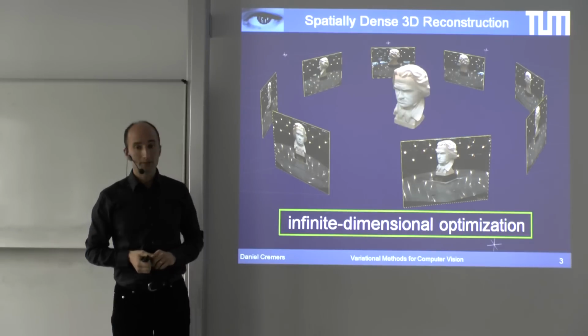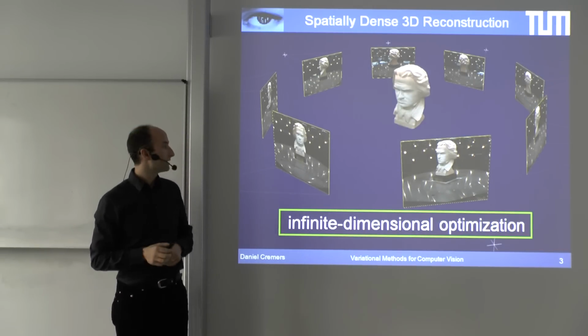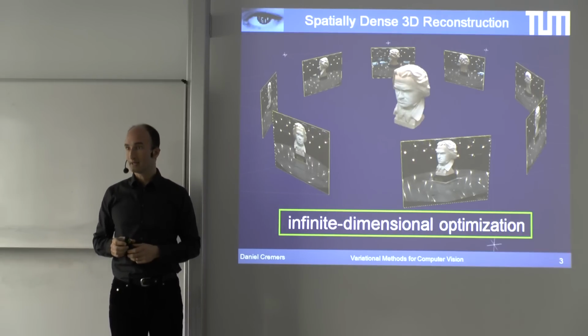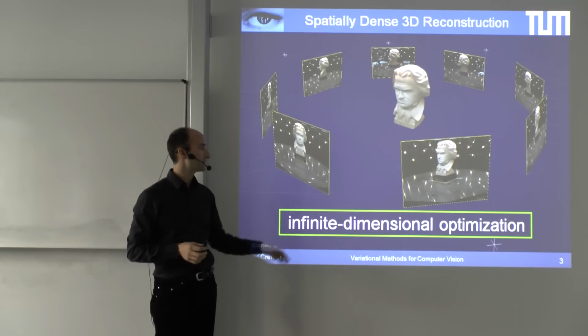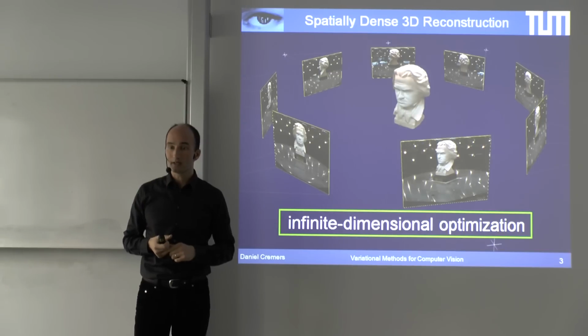These problems, in particular this geometric reconstruction problem, from a mathematical point of view, is a problem of infinite dimensional optimization. And this is very important to understand. Why is 3D reconstruction a problem of infinite dimensions?